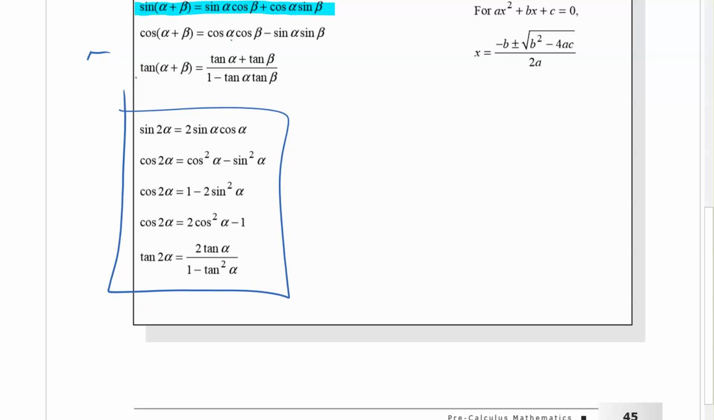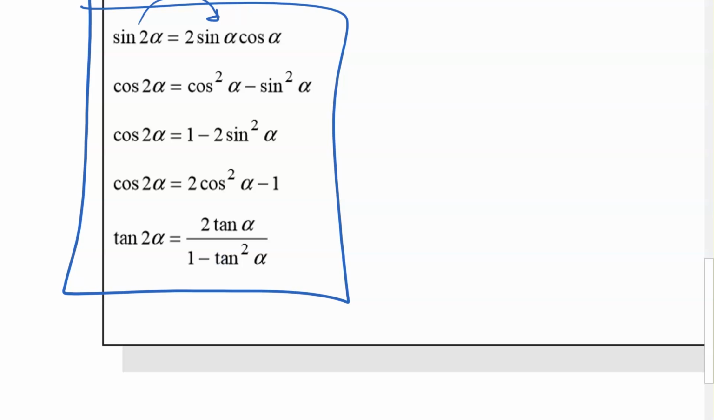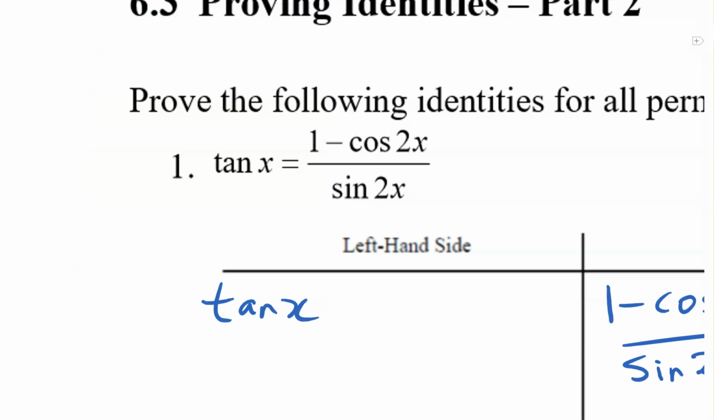So usually the first step in these questions is to convert from either sine 2 alpha in this case, or cos 2 alpha, or tan 2 alpha. You'll notice that the double identity for sine only has one solution in our formula sheet, but for cos there are 3 different solutions. So when you're doing the double identity for cos, it is possible, regardless of which one you choose, to solve. But usually there's one that works better than the others. So let's take a look at this first one.